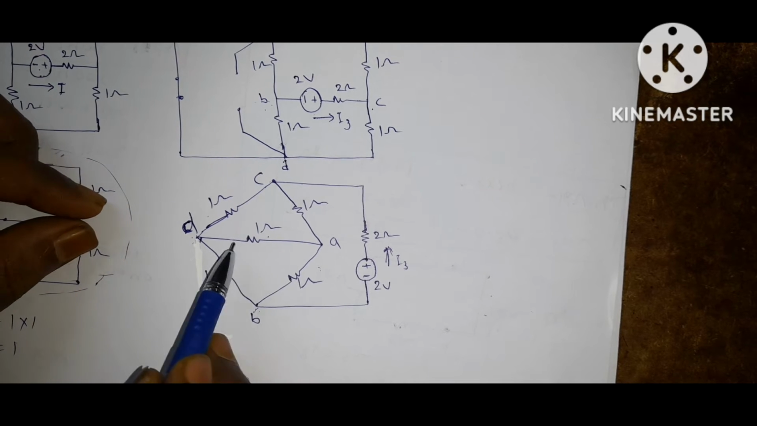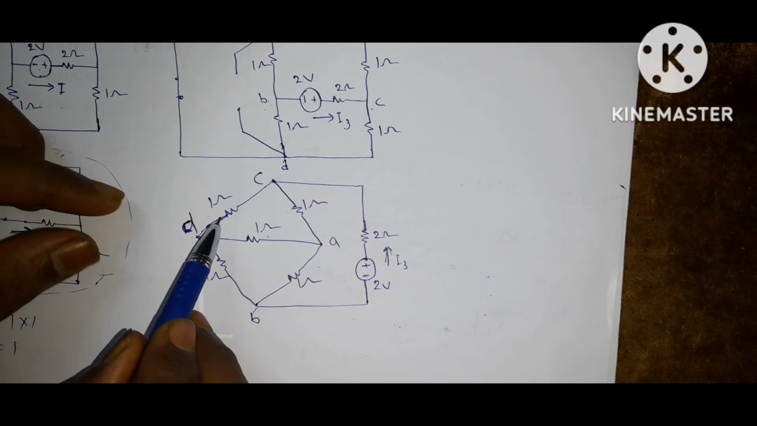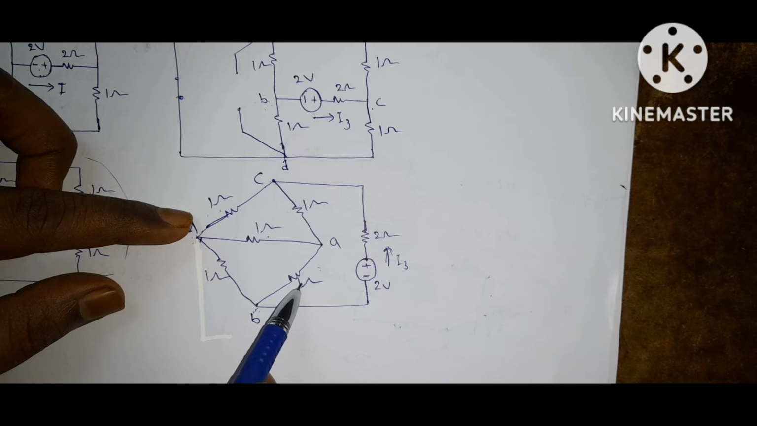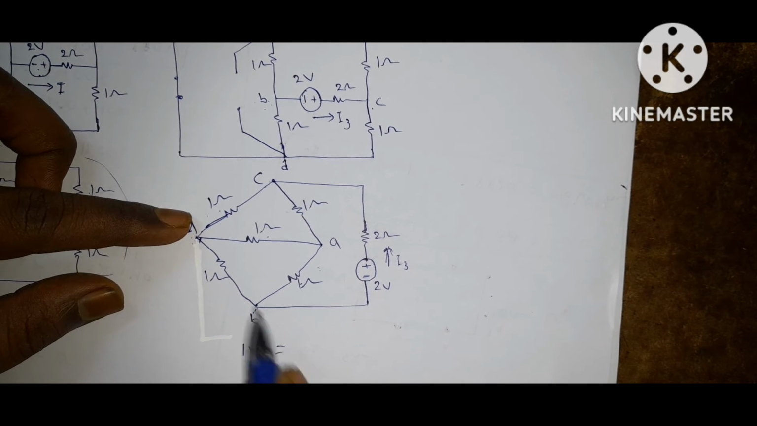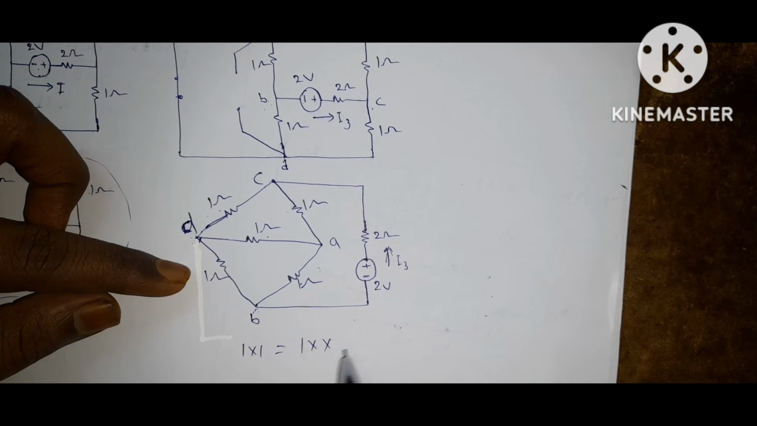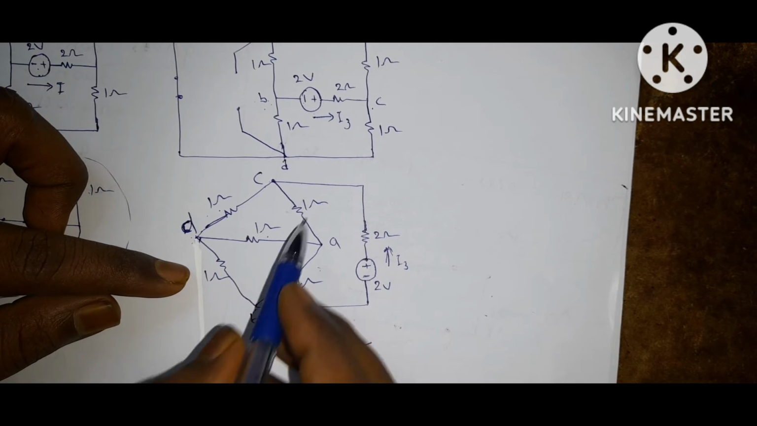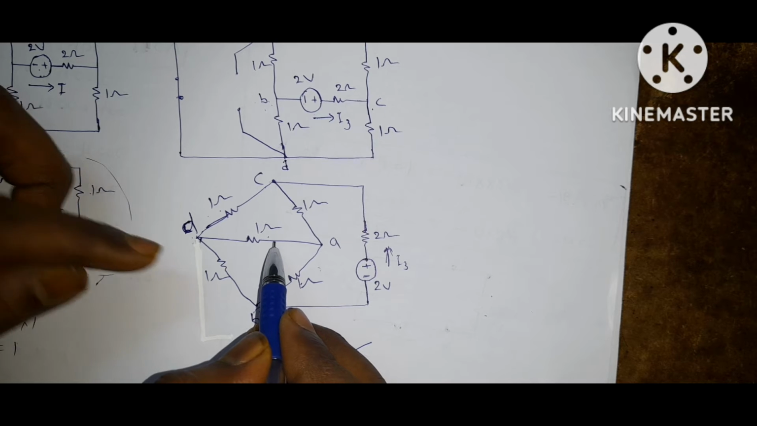Now check whether the bridge is balanced or not. Multiply opposite resistances. So this is 1, this is 1. 1 into 1 is equal to 1 into 1. So the condition is satisfied. So no current is flowing through this 1 ohm resistor.